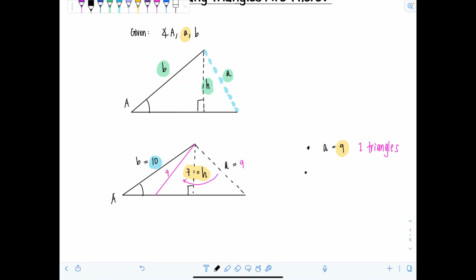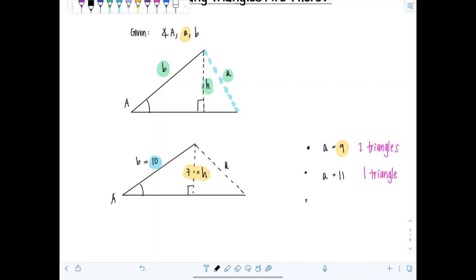What if A is 11? Okay, let me erase this. If A is 11, so here again, you're checking, is that number bigger than the height? Yes, so we for sure have one triangle. However, 11 is bigger than 10, so that's too long for it to swing under and make a second triangle. So that means there's just one triangle if A is 11, okay?